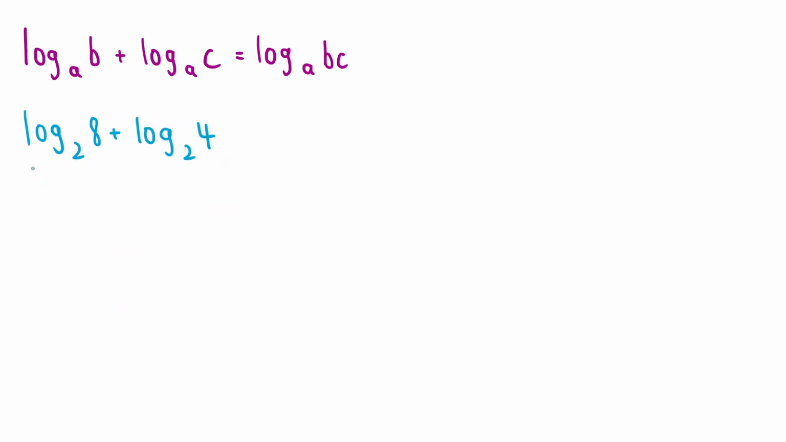So let's say we have something like log base 2 of 8 plus log base 2 of 4. Both logarithms have the same base of 2, so we can apply this property: log base a of b plus log base a of c equals log base a of b times c. So this sum is just equal to log base 2 of 8 times 4, since we're multiplying the two arguments, 8 and 4, and combining that into a single logarithm. This simplifies to log base 2 of 32, which is just equal to 5, because we need to raise 2 to the power of 5 in order to result in 32.